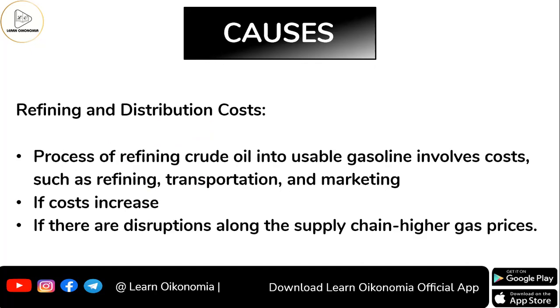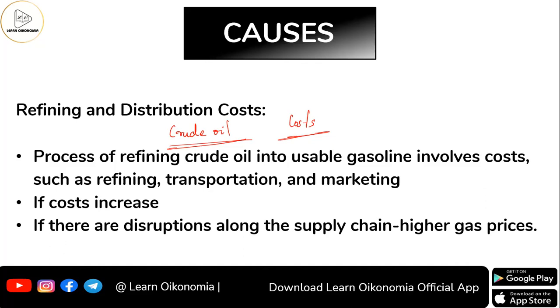Next, refining and distribution cost. We already said that gasoline and some other materials are derived from crude oil. Crude oil is the main source from which all these products are extracted. The process of refining crude oil is a tedious task, and it makes use of several components. The process of refining crude oil into usable gasoline definitely involves several types of costs, because we require many processes here like refining, transportation, marketing, and so on.